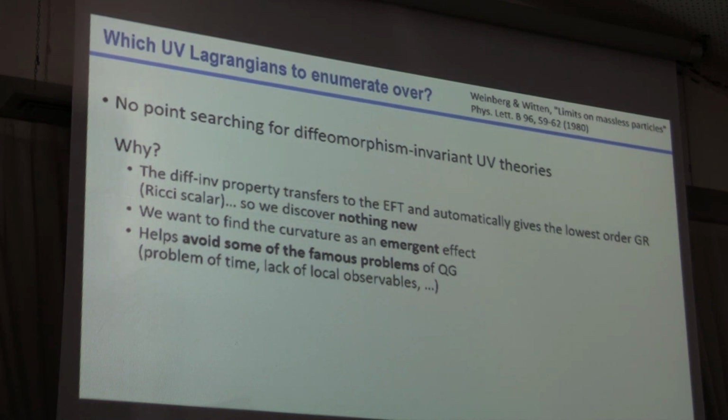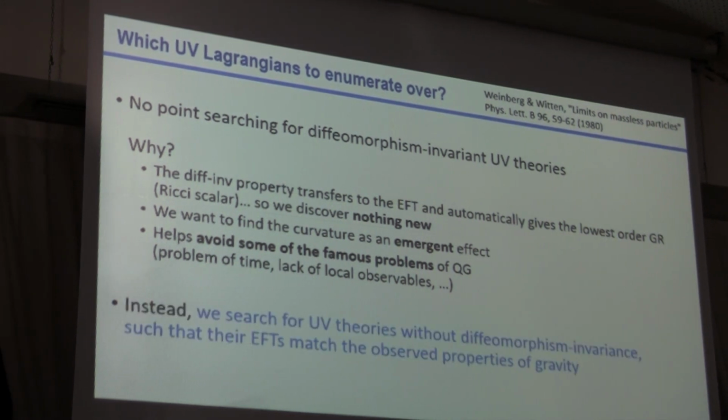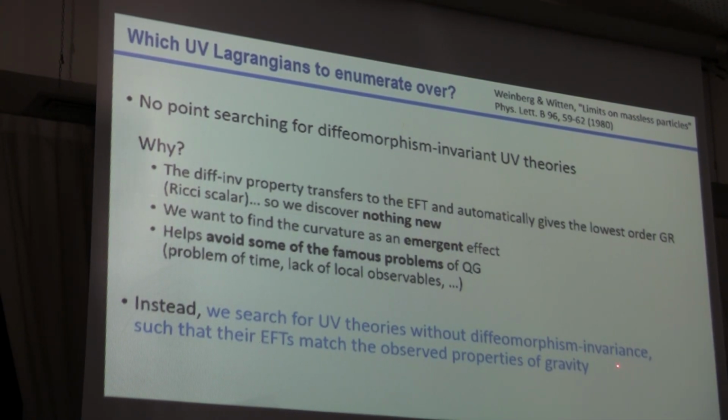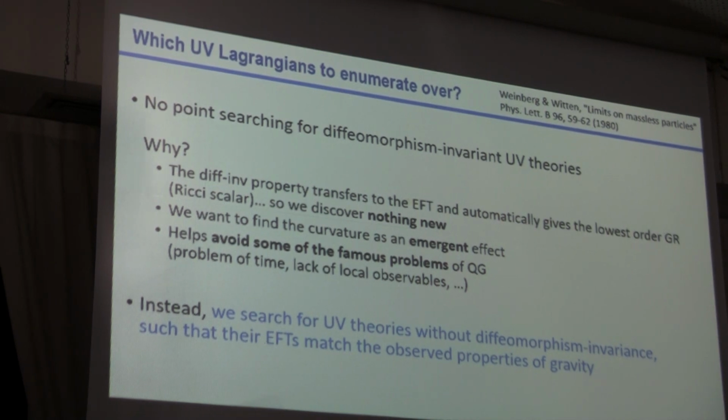But still, Weinberg-Witten is stronger than that. So we're going to look for UV theories without diffeomorphism invariance, such that their EFT will match with observed properties. But Weinberg-Witten still limits us here.